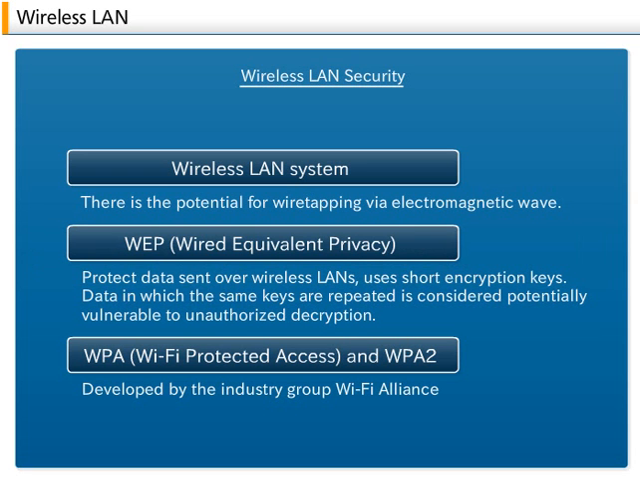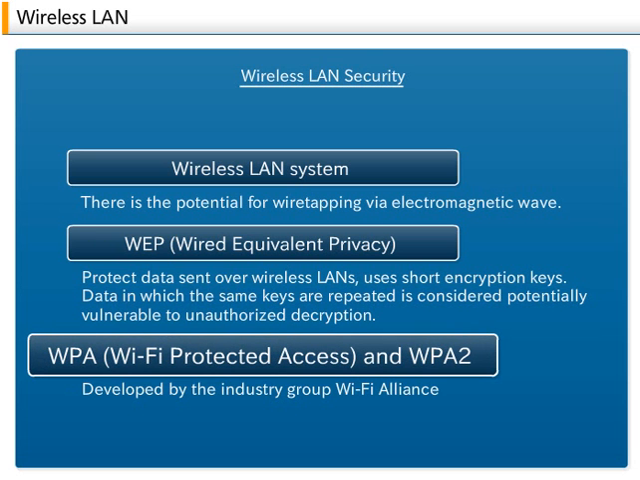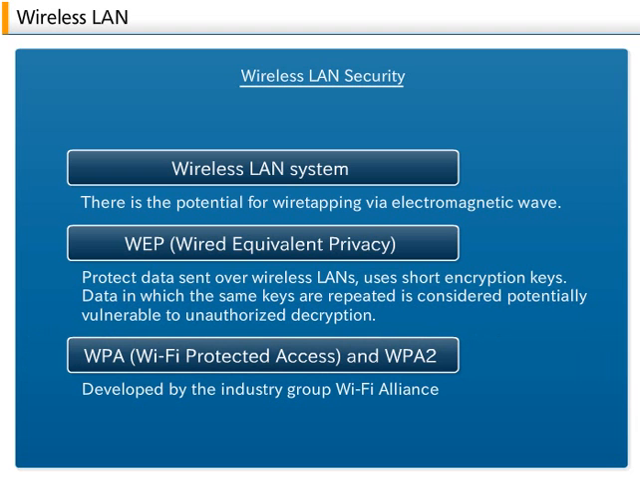However, WEP uses short encryption keys, which means that during transmission of large data volumes, it may be necessary to use the same keys more than once. Data in which the same keys are repeated is considered potentially vulnerable to unauthorized decryption. This issue has been addressed in newer encryption formats, such as WPA, Wi-Fi Protected Access, and WPA2, developed by the industry group Wi-Fi Alliance.